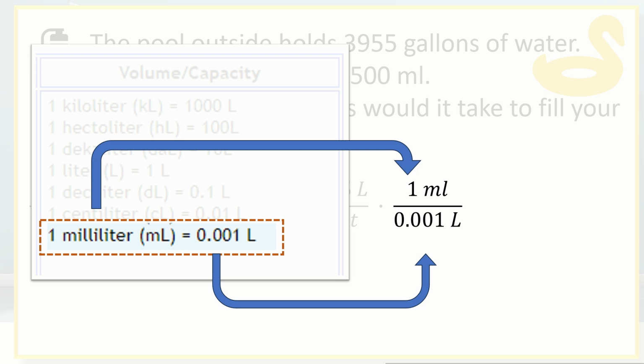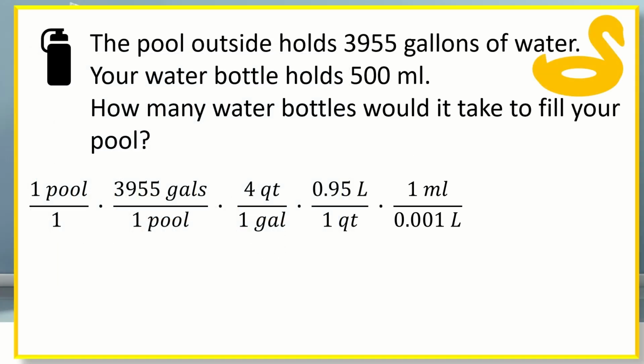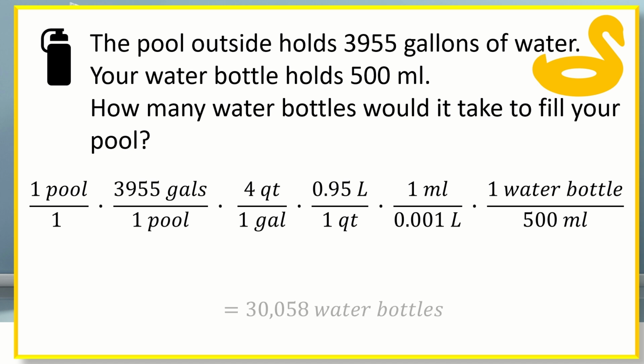Don't get caught up in thinking that one of these values has to be in the numerator and the other one has to be in the denominator. We're trying to line them up according to our sheet. Well, now I'm talking about milliliters. Have milliliters, don't want milliliters, want water bottles. Every 500 milliliters will be a water bottle. I look, check, make sure all my units cancel, complete my calculation, and find out that this would take a little over 30,000 water bottles.